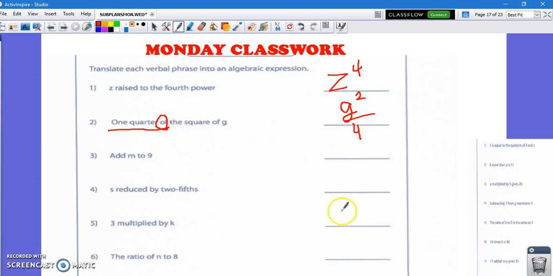Next one, add m to 9. Okay, so that means m plus 9. Or add m to 9. Actually, it should look like this. Add m to 9.